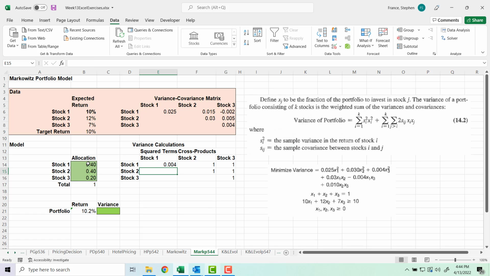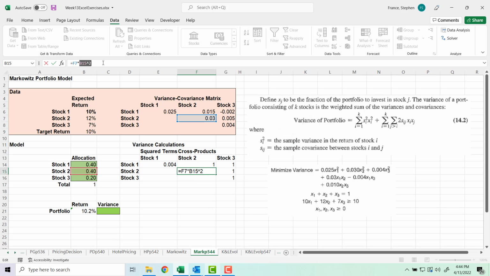So that's the contribution to the variance for stock 1. Again, with stock 2, times, and just note the squared has precedence over the multiplication, so it will do this to the power of 2 and then multiply by f7.